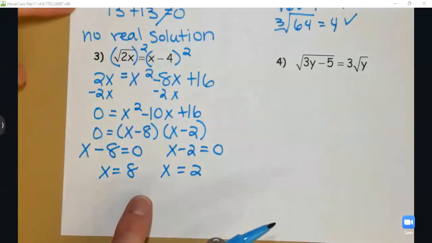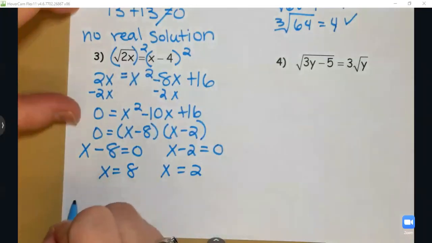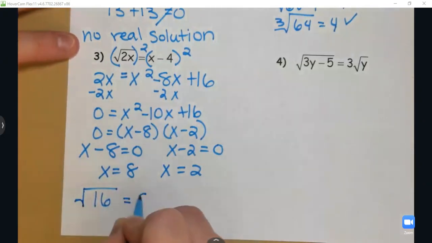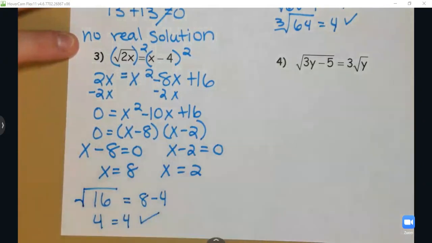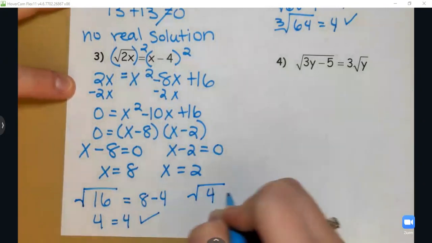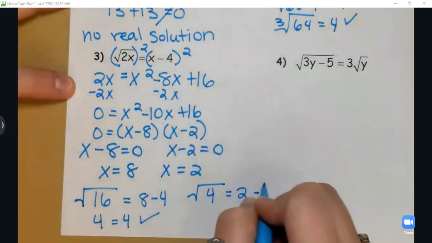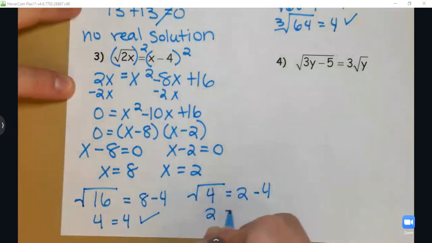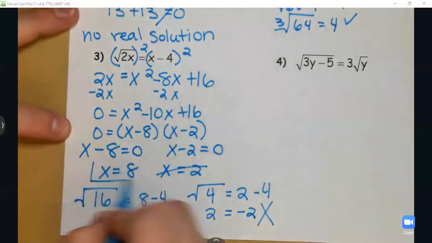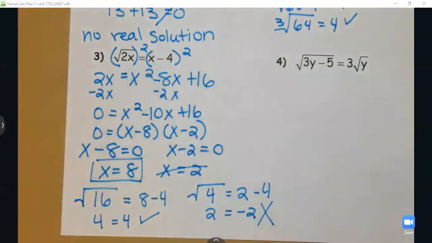So let's go with 8 first. The square root of 2 times 8, that's going to be 16, is equal to 8 minus 4. So that's going to be 4 is equal to 4. And that checks out. Fantastic. Now let's try 2. The square root of 2 times 2 is going to be 4, is equal to 2 minus 4. So that's giving us that 2 is equal to negative 2. And that does not work out. So 2 is not a solution, and 8 is our answer.